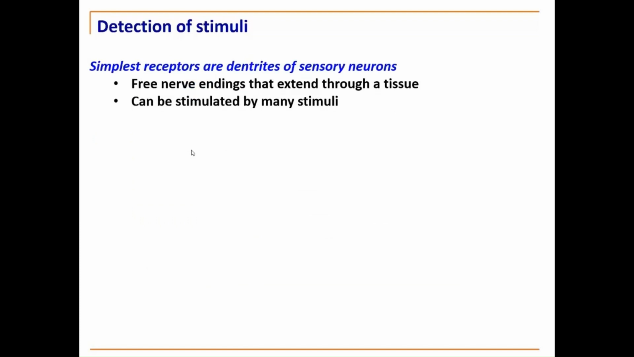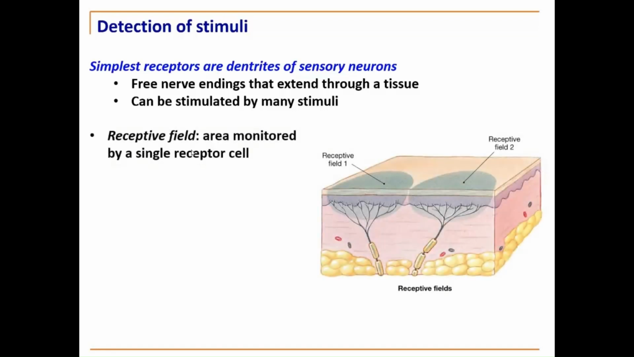So what are the simplest receptors? Our receptors can be quite complex, like we've said in the special senses. But the simplest ones are really just dendrites of our sensory neurons. These are called free nerve endings, and they extend throughout a tissue. They can be stimulated by lots of different things. And therefore we'll have a receptive field, and that's the area monitored by a single receptor cell.